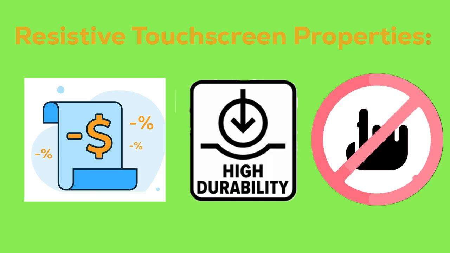When a touch occurs on the upper layer, it pushes down, making contact with the lower layer. This completes a circuit, resulting in a change in current flow. The processor of the device detects this change and performs the specified action. Resistive touchscreens are more affordable and durable but don't support multi-touch.